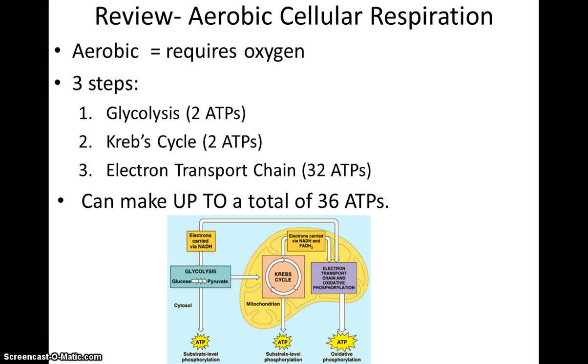All right, so a little bit of review. All of the cellular respiration that we have been learning up to this point is considered aerobic because it requires oxygen. So as a reminder, there were three steps: glycolysis, the Krebs cycle, and the electron transport chain, making a total of 36 ATPs. Two of these steps, the Krebs cycle and the electron transport chain, aka oxidative phosphorylation, directly require oxygen in order to occur. Glycolysis, the first step, didn't require oxygen, but because the whole process requires oxygen, it is considered aerobic.